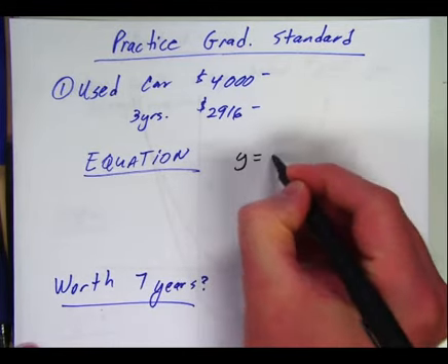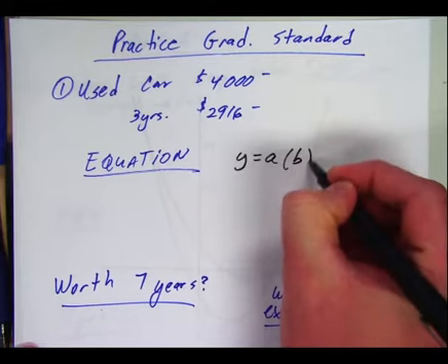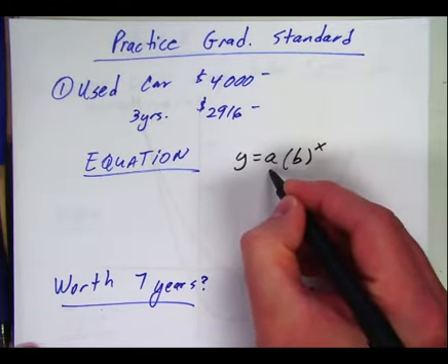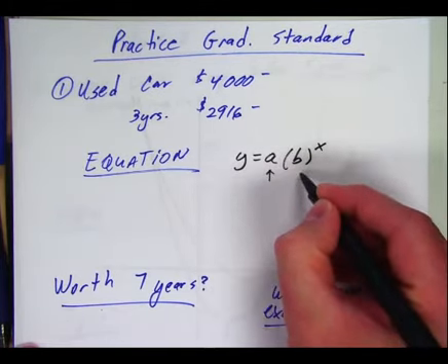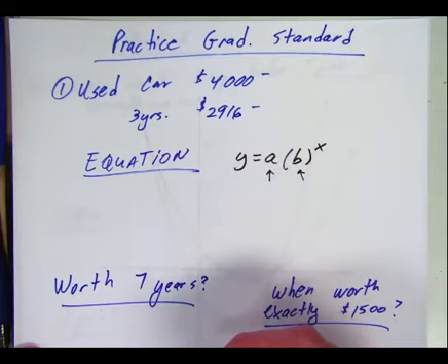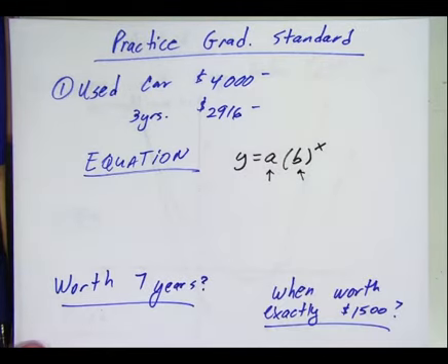Well, the equation is going to be y equals a times b to the x. A is what it starts at, the initial value, and b is what it goes by, or the multiplier. So what your job is going to be is you're going to be expected to be able to calculate all this, as far as being able to write the equation and come up with the solvable problems.